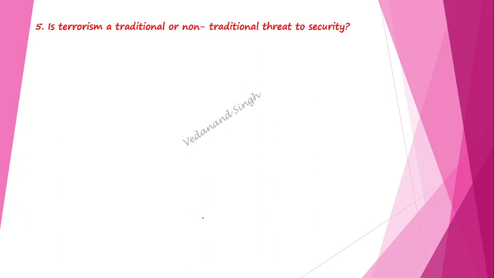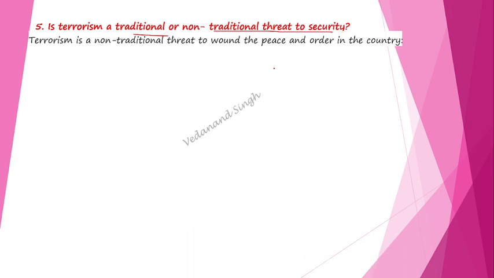Now the next question of the book is the fifth question: is terrorism a traditional or non-traditional threat to security? Generally, understand the question. It is asking whether terrorism is a traditional or non-traditional threat to security. See the answer of this question. Terrorism is a non-traditional threat to security. It challenges the peace and order in the country.